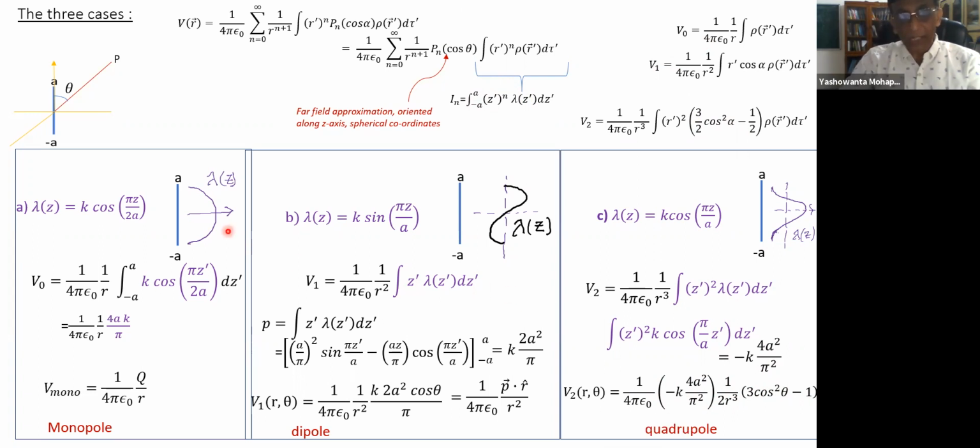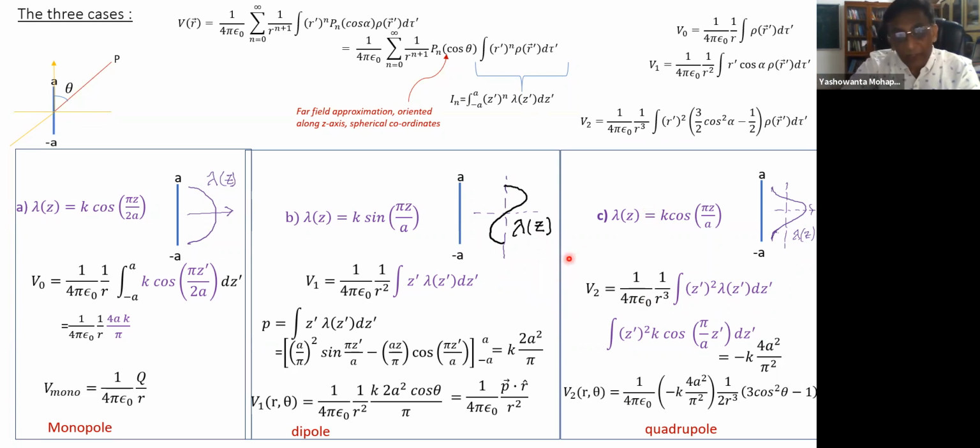So I've deliberately taken three cases. In this case, only the monopole term survives. In this case, only the dipole term survives. And in this case, only the quadrupole term survives. It's not true that always only one of them survives. It's possible that in some distribution, all three survive. But of course, their effect on the potential is going to be smaller and smaller. That is always true. So I hope this gives you an idea of what is multipole expansion.